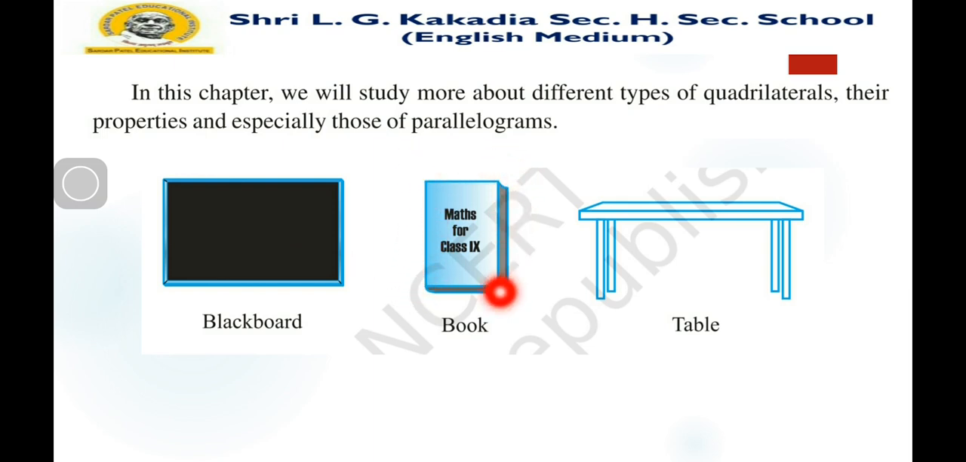As you can see in the textbook, the edges are parallel to each other. These two sides are parallel to each other, and these two sides are parallel to each other, as well as the surface of the table. You can find that. So this type of figure, as you can see, is known as a parallelogram.